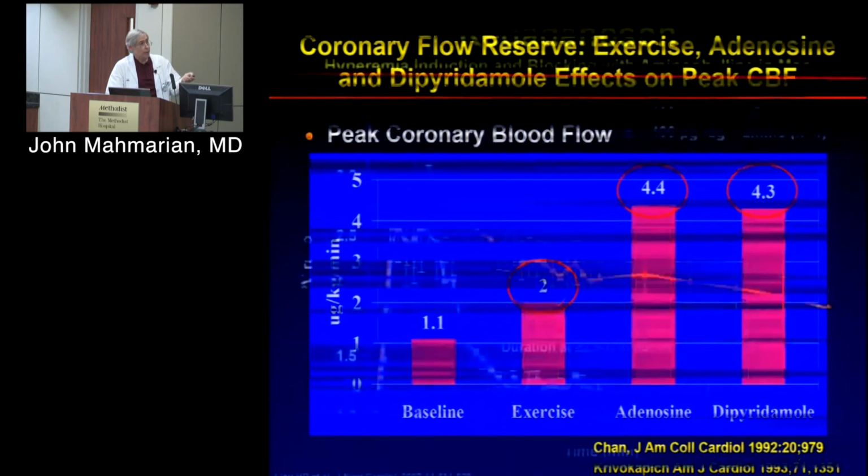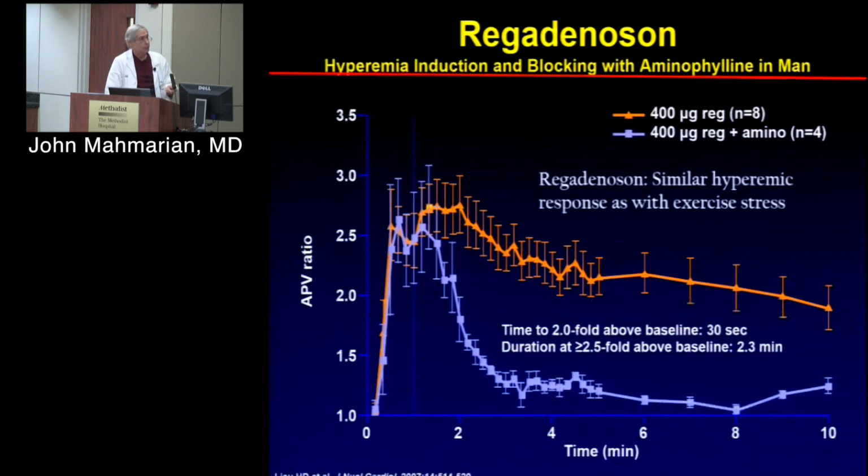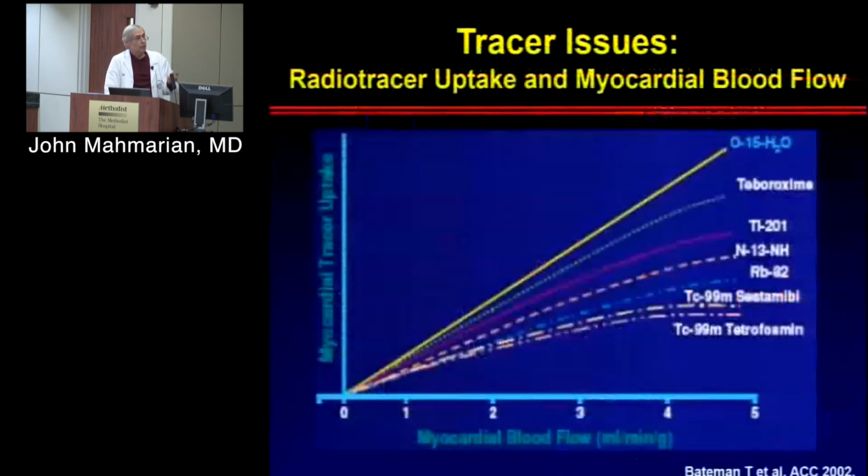Okay? With regadenoson, it's about similar to exercise. And you can see that peak only lasts for as long as you really need it when you give the radiotracer, because it takes about 2 to 4 minutes for the radiotracer to clear the blood pool and have completed uptake by the myocardium. So 2.5 is actually very nice, and like I said, it's very similar to what you see with exercise. So that's the issue in terms of being able to see disparity in flow.